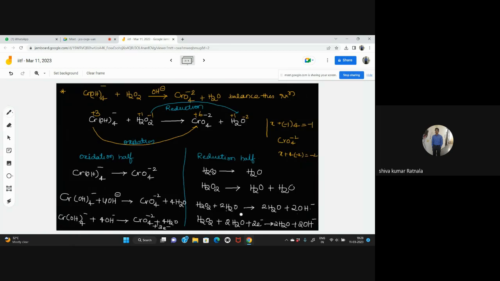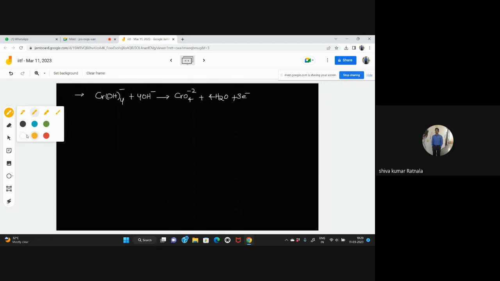Here H2O gets cancelled. H2O2 + 2 electrons gives rise to 2OH⁻. Okay? Now for balancing, what we will do here, we will multiply this with 3 electrons and this with 2 electrons.